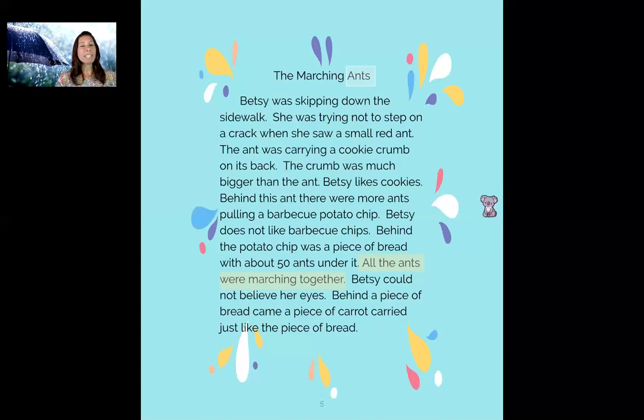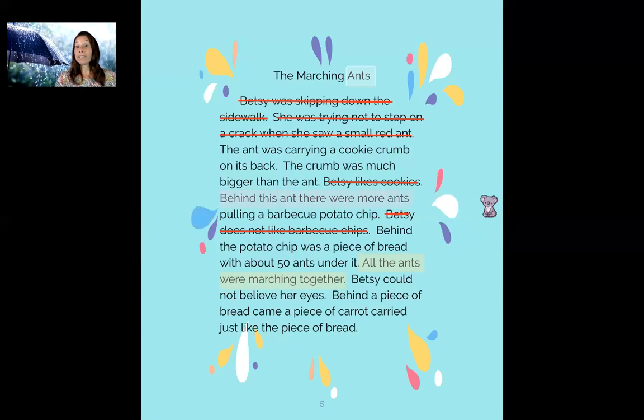Now let's find some things that didn't quite go with the main idea. Betsy was skipping down the sidewalk. That didn't really matter, right? About the ants marching together. She was trying not to step on a crack when she saw a small red ant. That really wasn't about the main idea, was it? Betsy likes cookies, not about the main idea. Betsy does not like barbecue chips, not about the main idea. Okay, so let's find some details that do support the main idea.